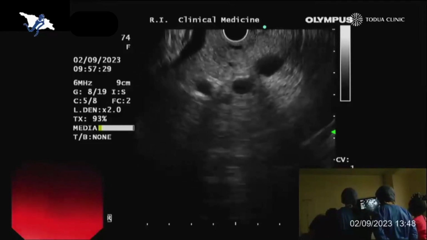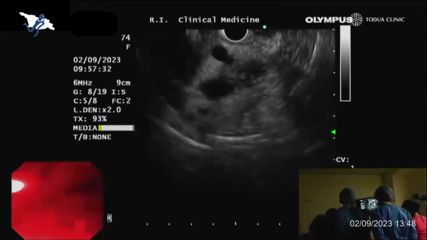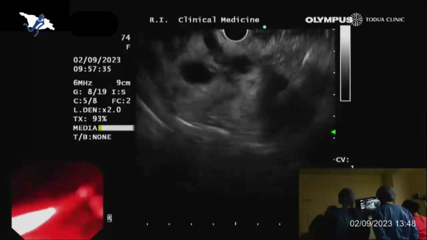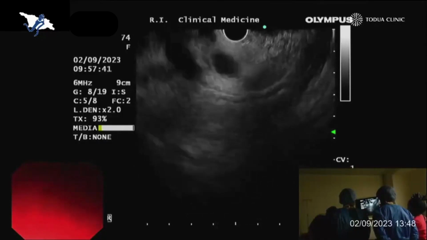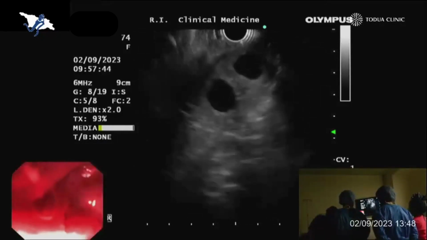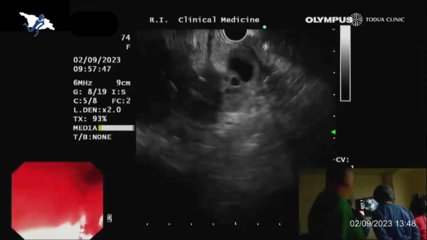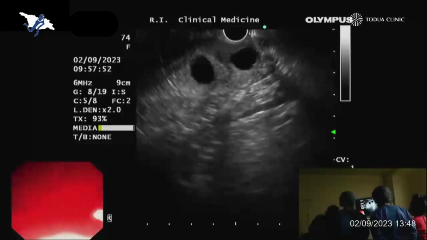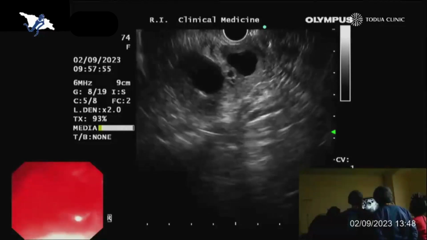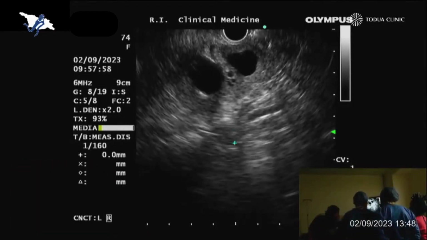This is another cyst. Wait a minute. I'm pushing in the scope again. So here we have... freeze. We have another cyst. Here we have another cyst, but here it appears that around this cyst, the tissue looks a little bit thicker.